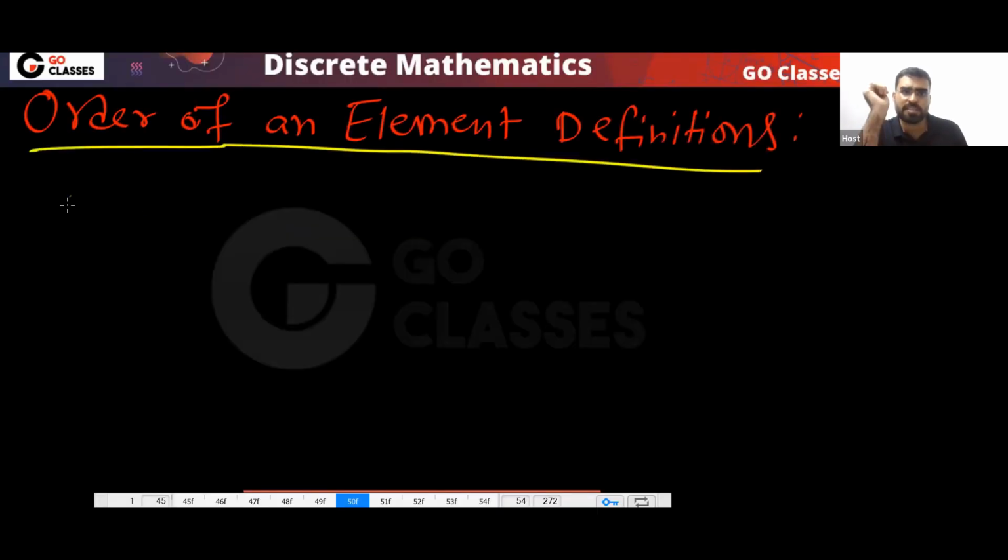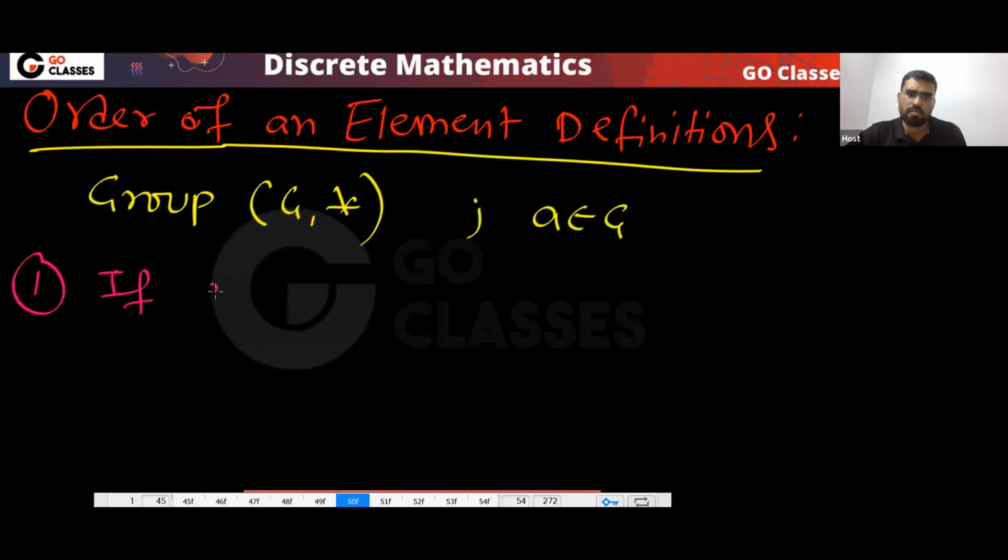Order of an element definitions. So if you have a group (G, *), and let's assume A belongs to G. If A is the identity element, then what is the order of A? That means what is the order of E? That will be 1. There is nothing to check here. The identity element's order will be 1.